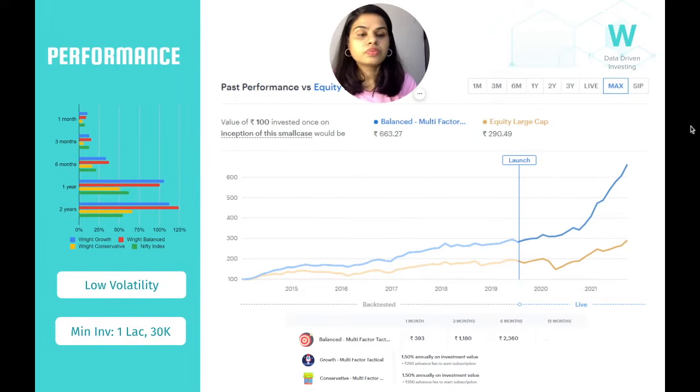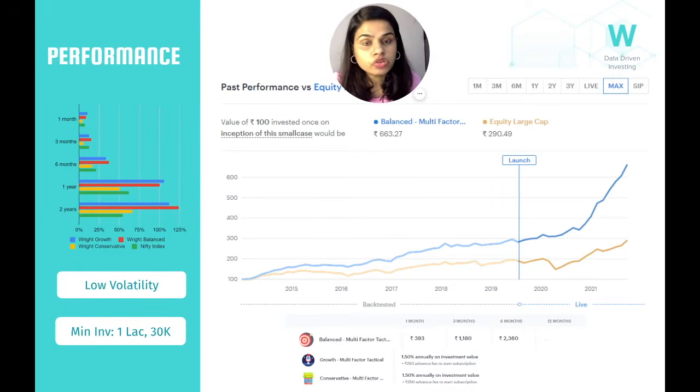So this is the historical performance of the balanced portfolio, including the time before 2019 when this was not live, and this would give you a CAGR of 25 to 30% on an annualized basis if you invest into this particular portfolio. These portfolios tend to have a lower risk than the overall market, and the minimum amount that you can invest into this portfolio is 1 lakh rupees.